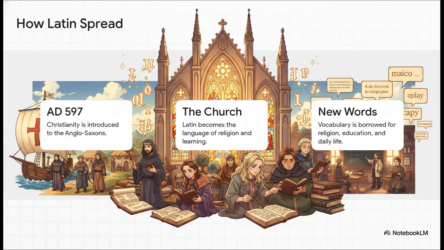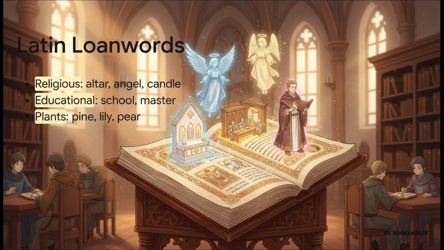Latin. So all of a sudden, the English language needed a way to talk about all these new complex ideas about religion and scholarship. So you can basically think of the church as a direct pipeline, just pumping Latin words right into English. And we're talking about hundreds of words that we still use all the time. Words like school, master, candle, and angel. This also started to create a kind of split in the language, where the words from Latin often sounded a bit more formal or smart than the good old Anglo-Saxon words.